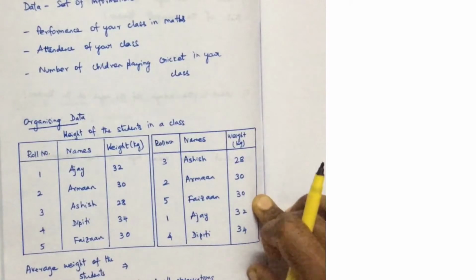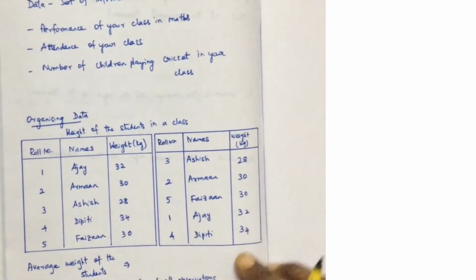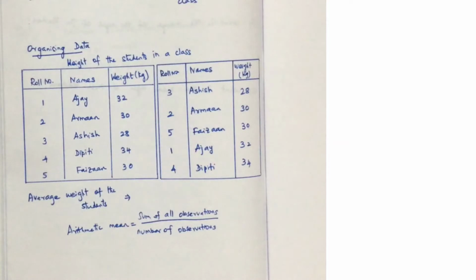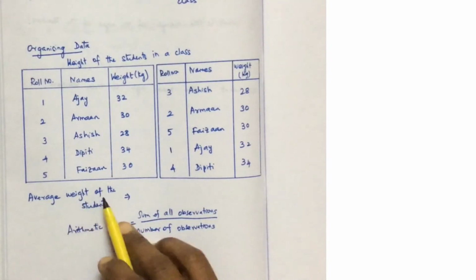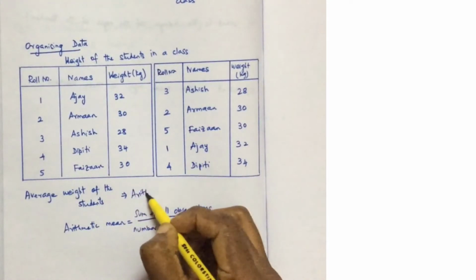Okay, so once you have collected the data, you have to think about what you are going to use this data for. According to that, you have to tabulate it. Next we are going to see something called arithmetic mean. Suppose I want to find the average weight of the students. There are 40 students in a class. I want to know what the average weight is. Then I will calculate the arithmetic mean.